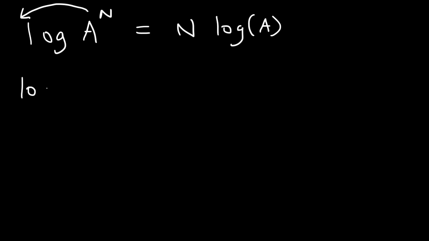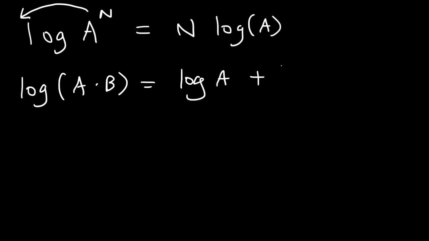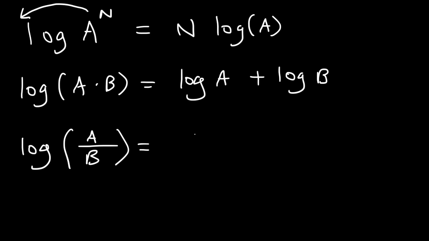The second is the product rule. Log of a times b is equal to log a plus log b. And then you have the quotient rule. Log of a divided by b is log a minus log b. So we can use this in order to evaluate logs.